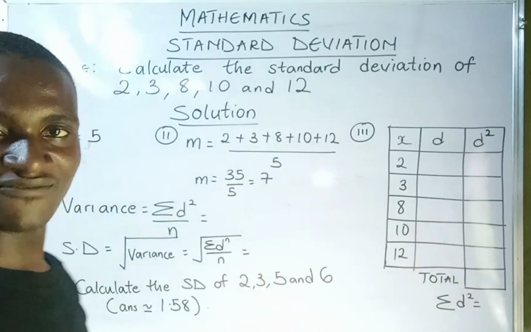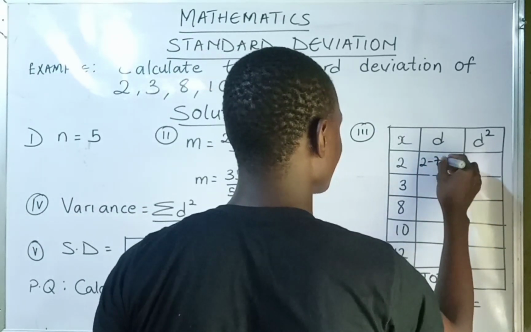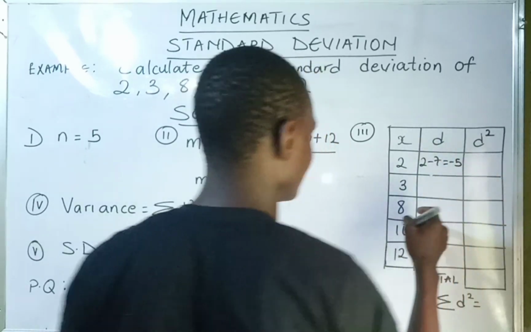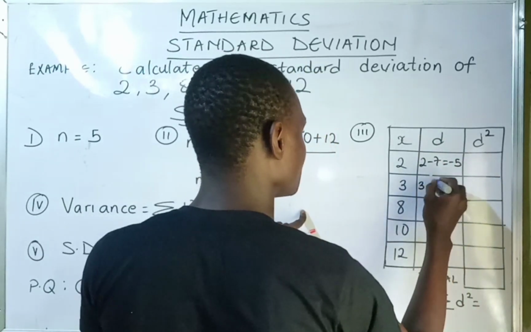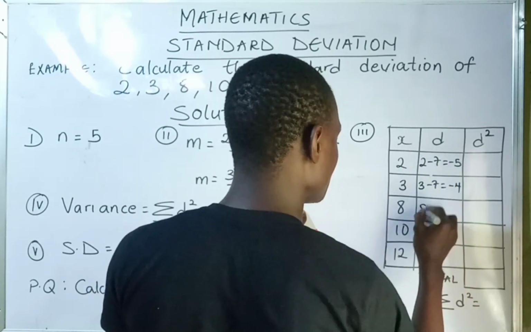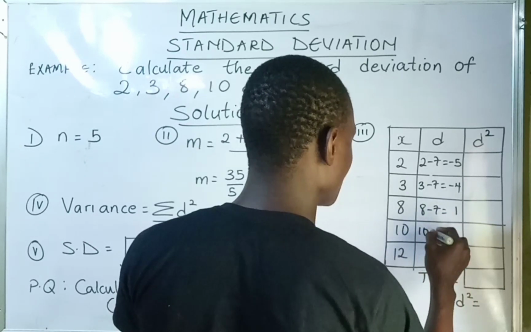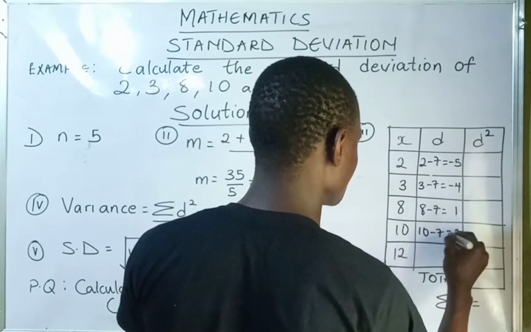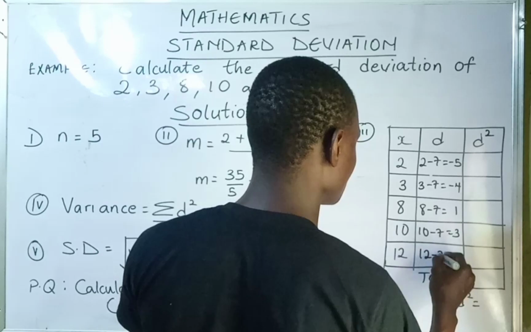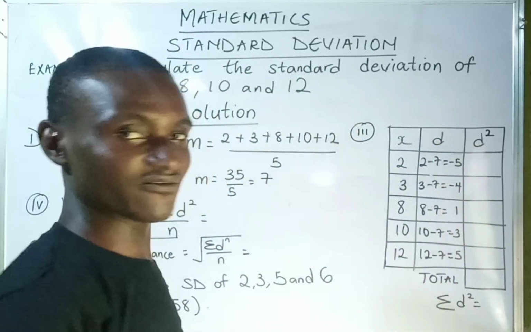Now let us find the deviation from the mean. This is going to be 2 minus 7, and that gives me minus 5. 3 minus 7, that gives me minus 4. 8 minus 7 gives me 1. 10 minus 7 gives me 3. And 12 minus 7 gives me 5. This is how I get my deviation from the mean.